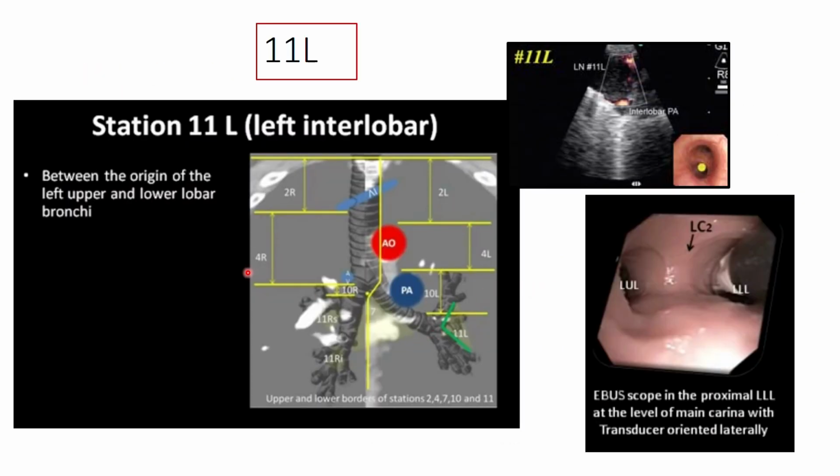Now coming to the 11L, this is between the origin of the left upper and left lower lobar bronchi. This is your area. Here you can see this is the left upper lobe, this is the left lower lobe, this is the secondary carina in the left bronchial tree, and that is where you will be scanning for the 11L nodes.